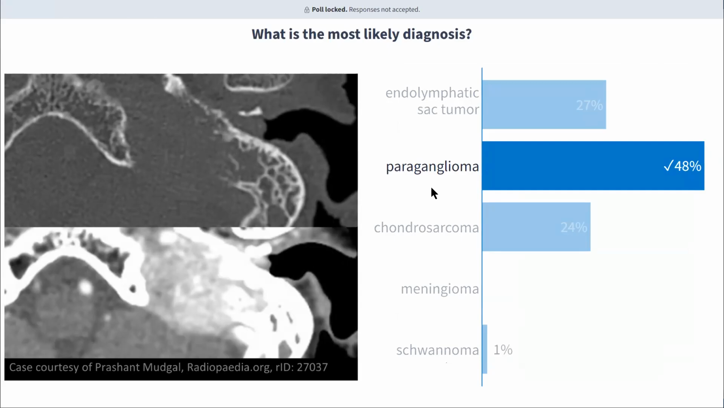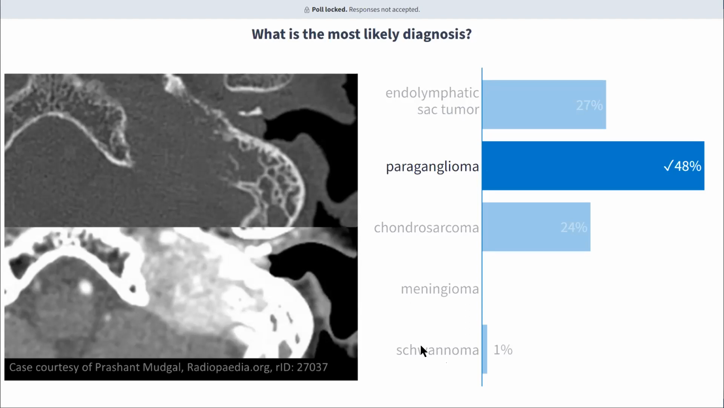These can be somewhat differentiated based on their appearance on CT. In this case, we see a permeative erosion of the bone around the jugular foramen. And on post-contrast images, this is in the arterial phase because you can see the vertebral arteries quite well. This is very avidly contrast enhancing, which is a typical appearance of paraganglioma.